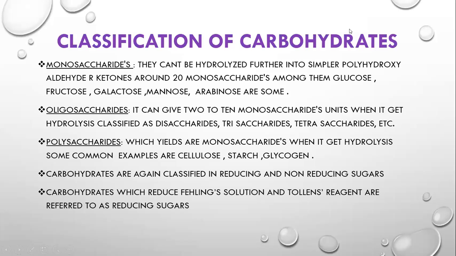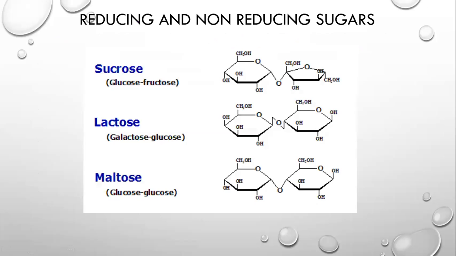Carbohydrates have been further classified into reducing and non-reducing sugars. So what you are seeing now is reducing and non-reducing sugar. First of all, do all the carbohydrates come into the classification of reducing and non-reducing? Yes. Either it should be reducing or it should be non-reducing.